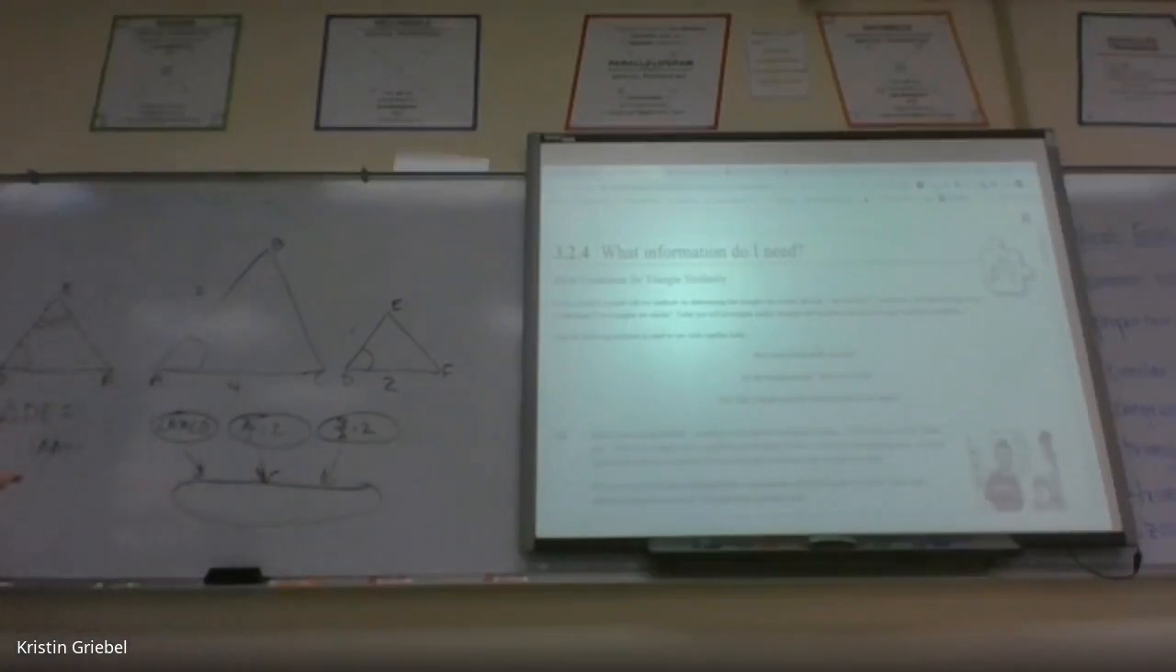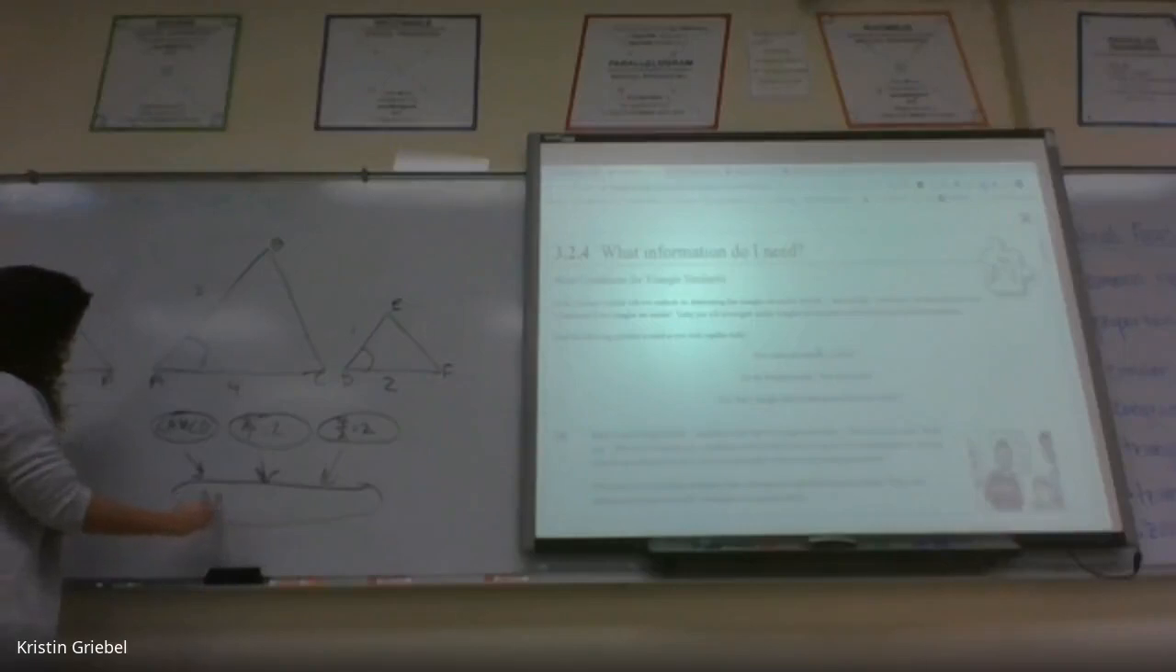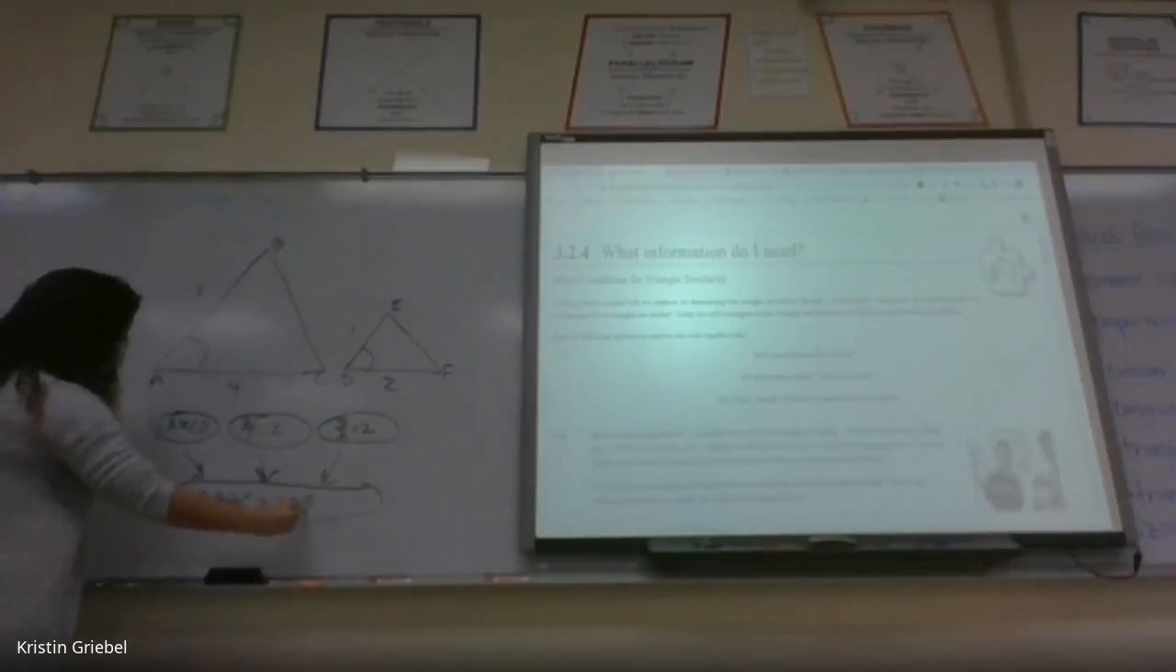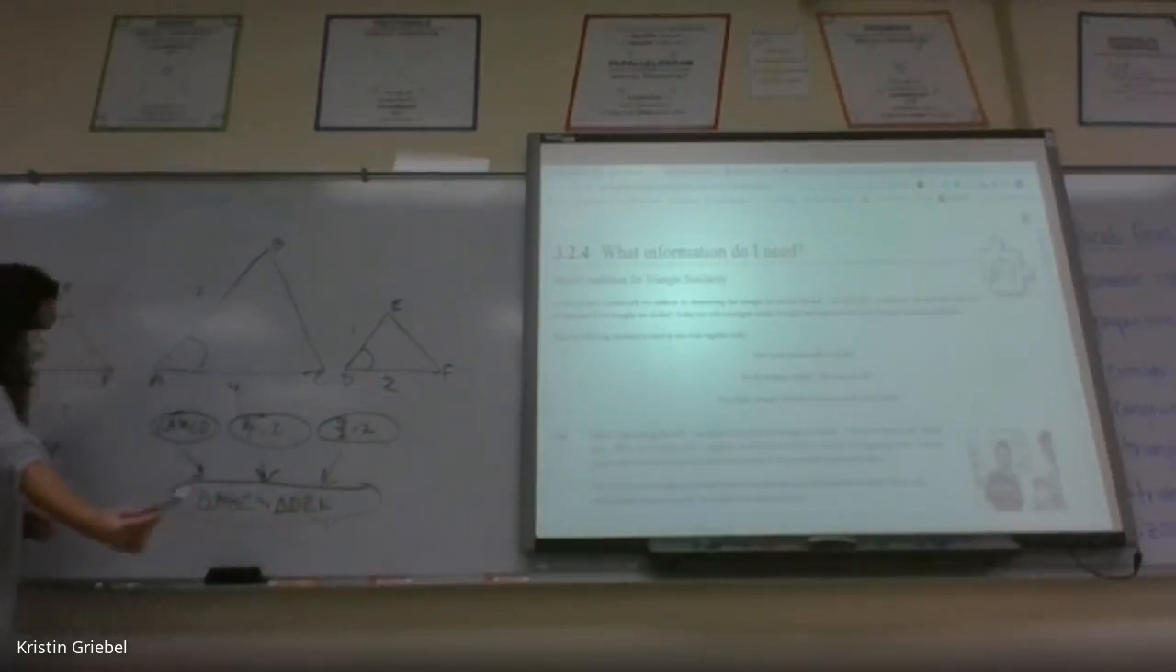Also, what am I putting in here? Triangle ABC is similar to triangle B. Right, good job. And the reason why these two triangles are similar? Right, it's side angle side.